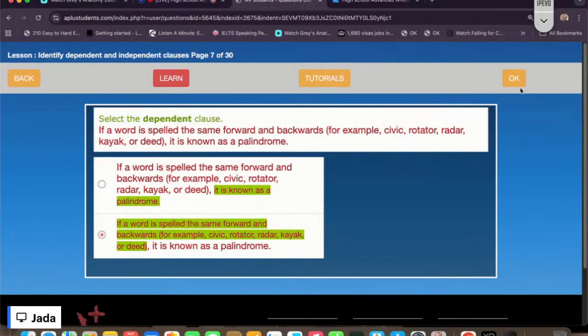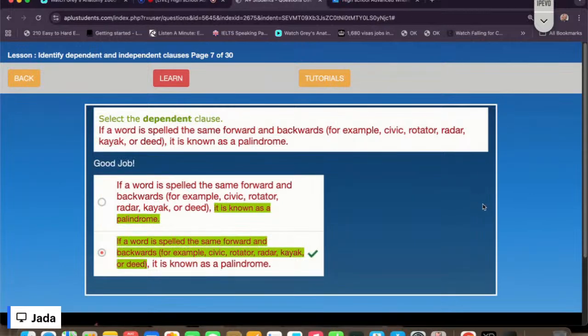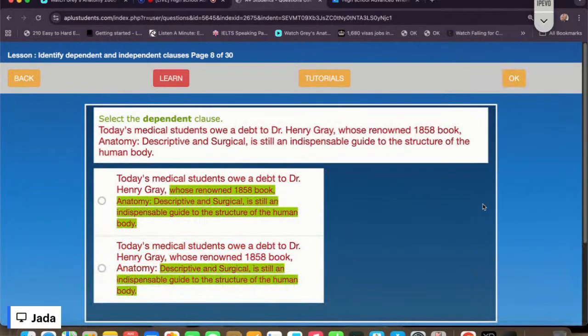Okay, so we have dependent clause. So we have what? The first one, okay, is starting with if. All right.